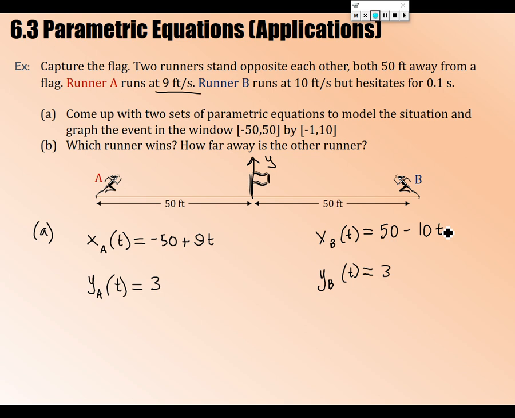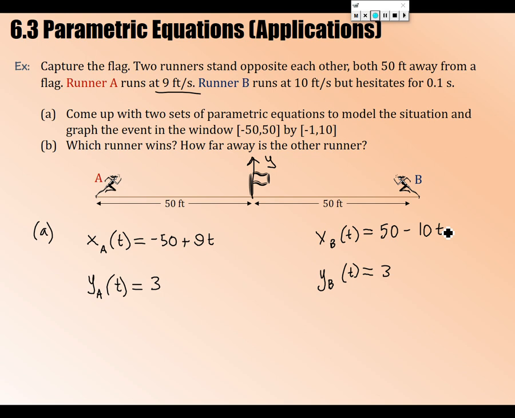We start at 50. If t is 0, we're at 50. If t is 1, we're at 40. Okay, yeah, makes sense. So how do we now accommodate the 0.1 second delay? Can we adjust this equation so that when we're at 0.1 seconds, we're actually at position 50? How can we quickly adjust this equation, Bryn?